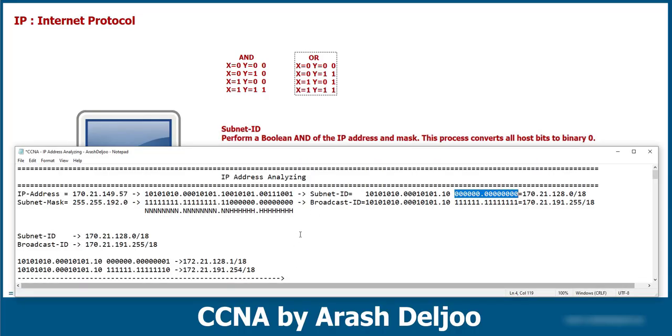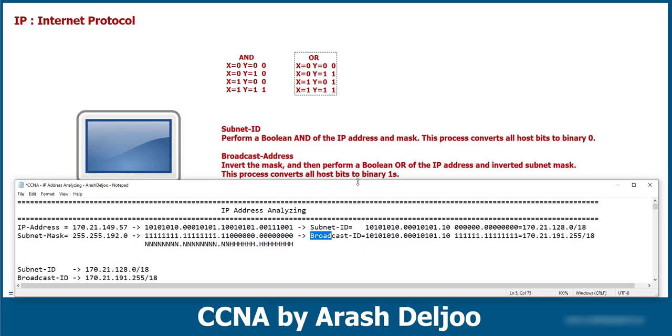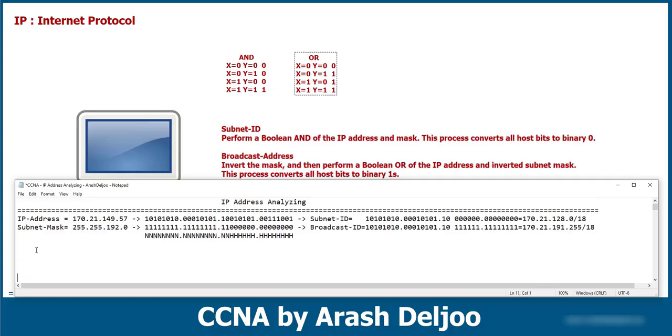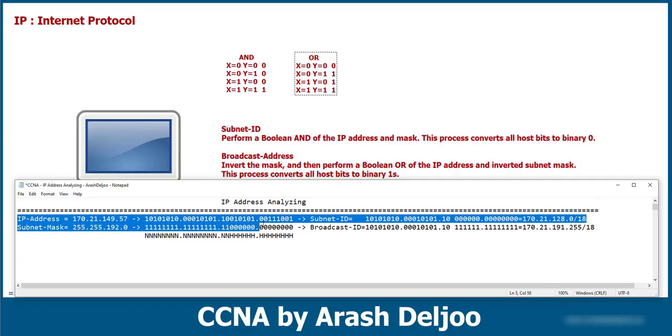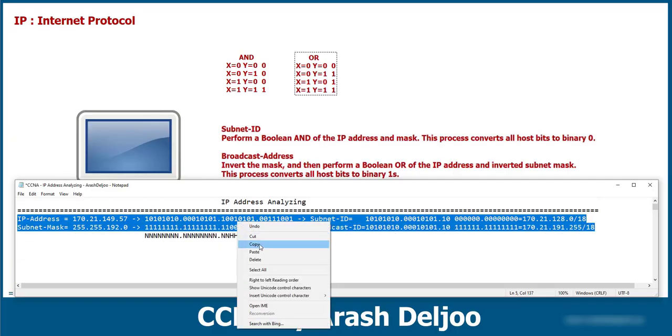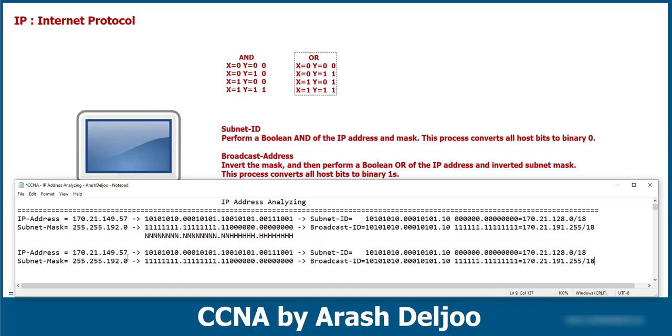Look at this example. In this example, I'm going to find, for example, the broadcast ID. You know that for the broadcast ID, first we should invert the subnet mask. Let me show you. This is the subnet mask. This is the IP address. Here, I'm going to convert the subnet mask. First, we need to write it here again. After that, this is the inverted subnet mask.